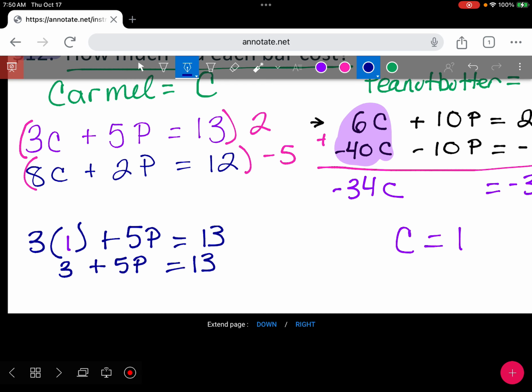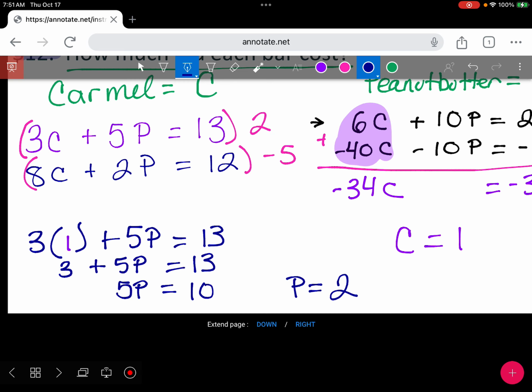What next? 5p equals 10. So how much does a peanut butter bar cost? $2. So the caramel bars are $1 and the peanut butter bars are $2. You got 2?